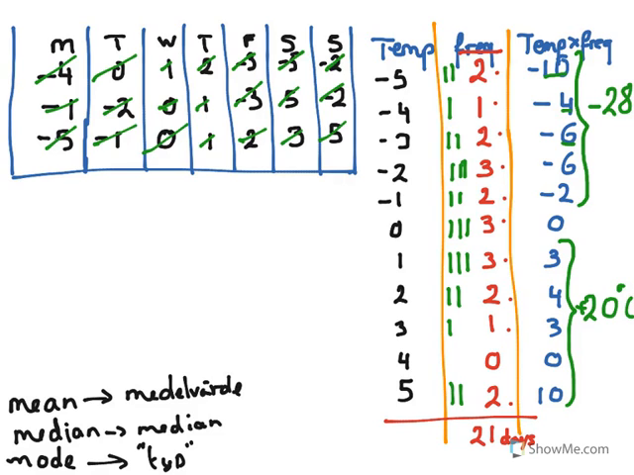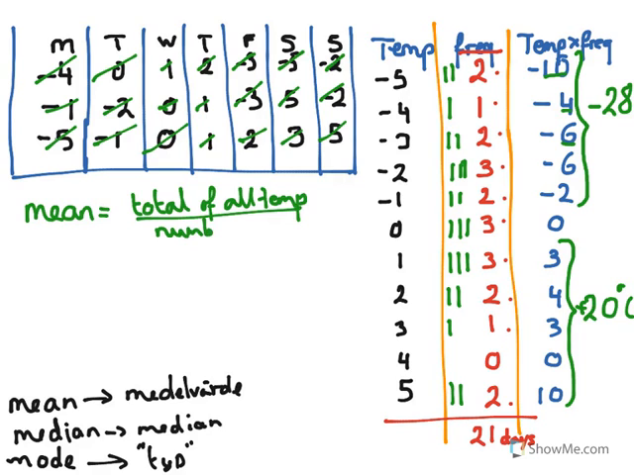So if we were going to work out the mean, the average of all of our numbers, the formula for average is the total of all temperatures divided by the number of measurements. Well, the total of all the temperatures we get by adding all of the temperatures in our frequency table in the third column here. The temperature times the frequency. If we add all of these numbers up, we have plus 20 minus 28.